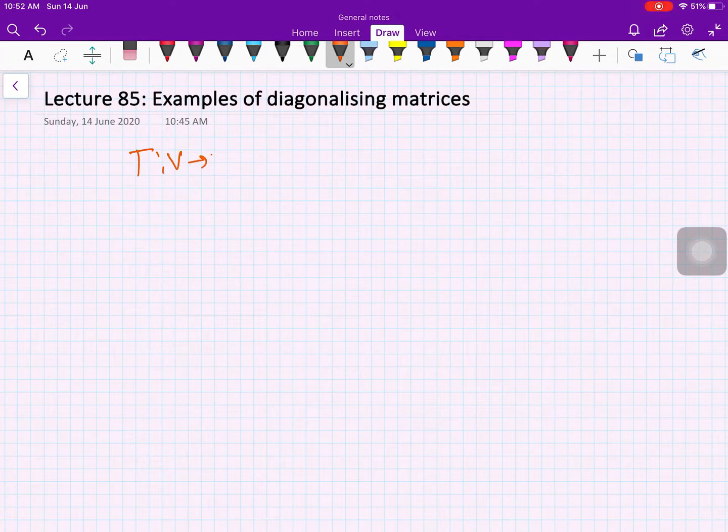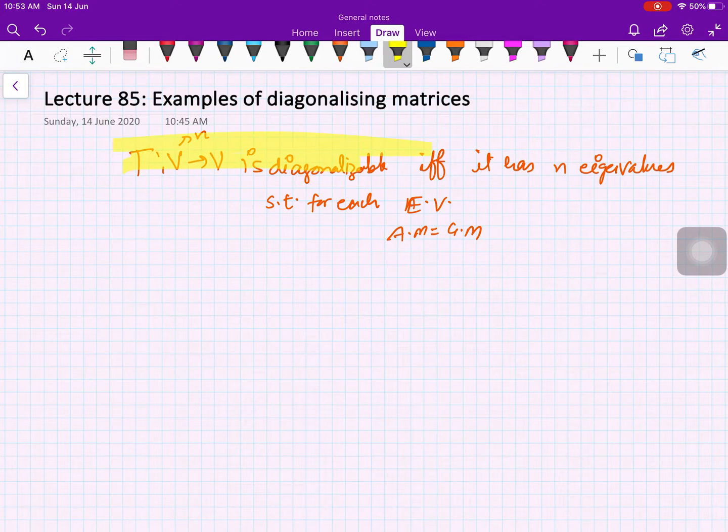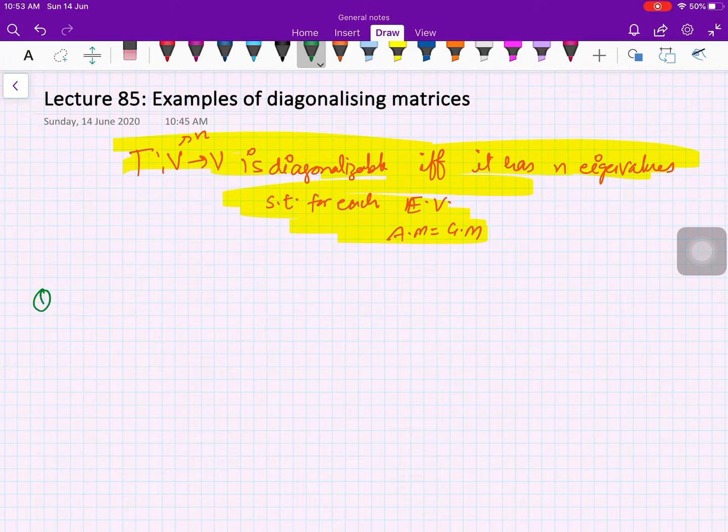In the last video we saw that T from V to V is diagonalizable if and only if it has n eigenvalues, where n is the dimension of the space, so they may be repeated, such that for each eigenvalue AM is equal to GM. So this is a test we now have for checking whether a given linear operator is diagonalizable or not. So we are going to do this test here.